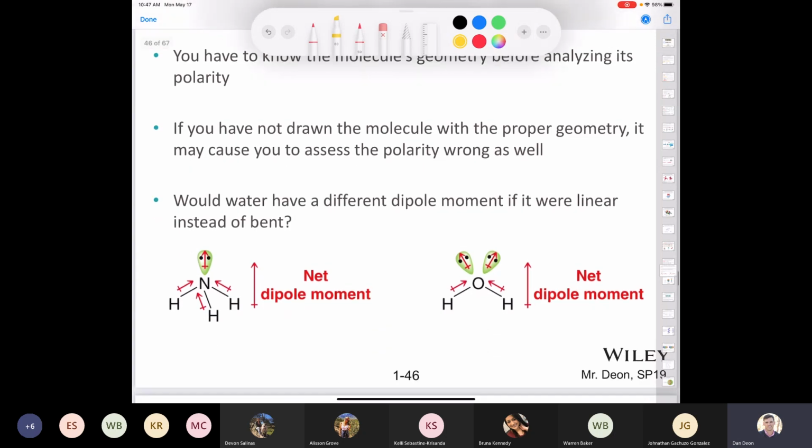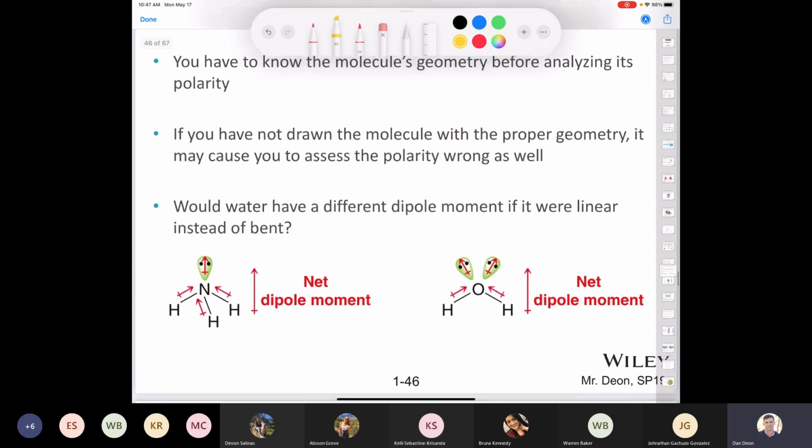It says here, would water have a different dipole moment if it was linear instead of bent? You can clearly see that water is a bent molecule. If water was linear, let's say you drew water like this, and you said water's a linear molecule, which is not true, then you'd have a dipole going in this direction and a dipole going in that direction, and they would cancel each other out. Same thing with the lone pairs. You'd have one going in this direction, one going that direction, and all dipoles would cancel. And then you'd have a nonpolar molecule. So it would give you the wrong answer.